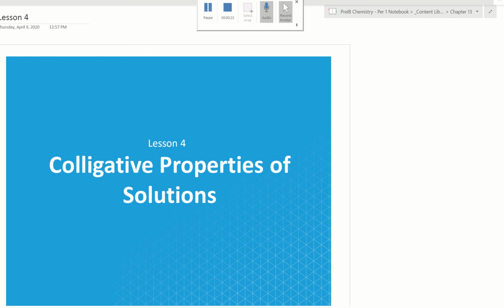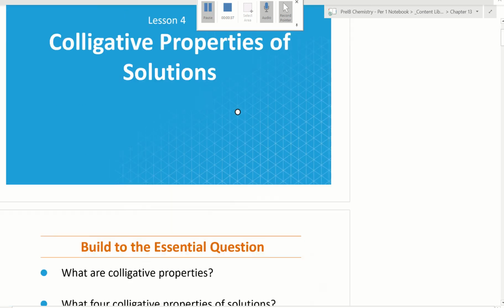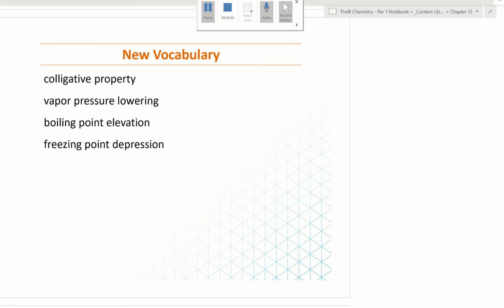You will need a calculator as you go through this. Hopefully what I'm doing here will give you a good idea of what we're looking at, but this is the last bit of information for chapter 13. This is called colligative properties, which is a fun word to say. Colligative properties depend on the amount of solute in a solution. We're going to talk mainly about boiling point elevation and freezing point depression. It has to do with vapor pressure lowering. These are connected, and vapor pressure lowering is not as big a deal as boiling point elevation and freezing point depression.